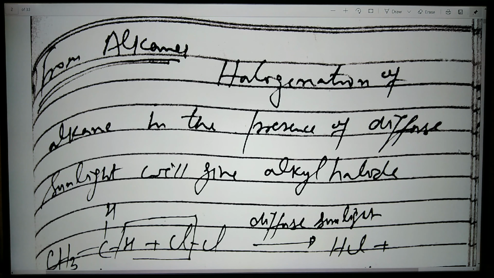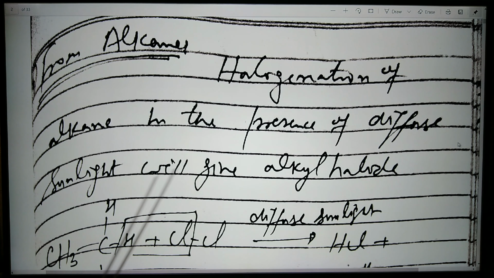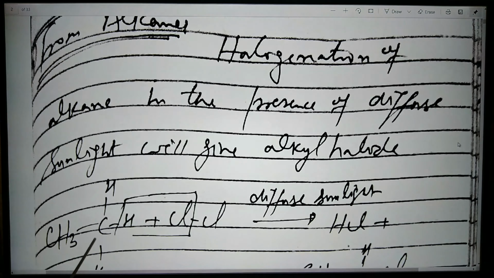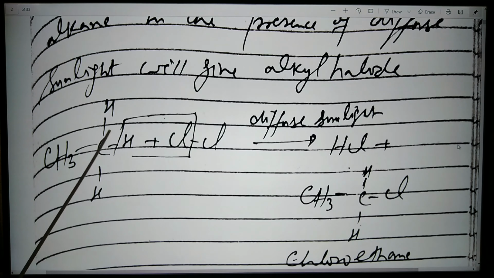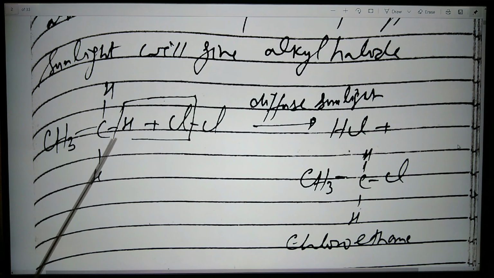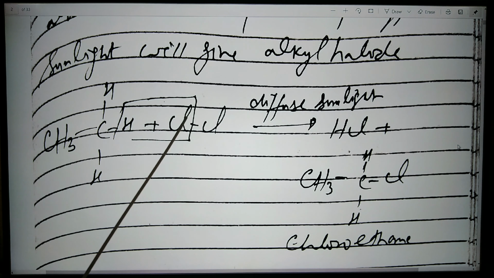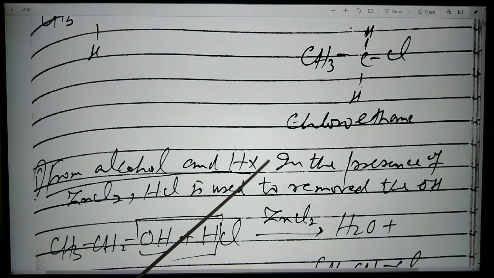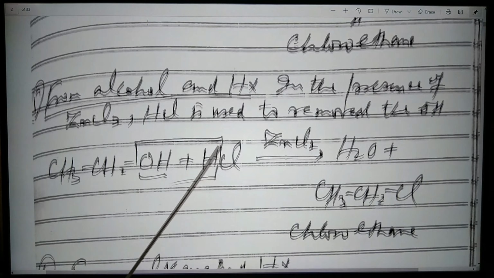Similarly, the fourth method is from alkane, the halogenation of alkane. Halogenation means the reaction with halogen in the presence of diffuse sunlight. For example, you can see CH3CH3, this is the H. So this is known as ethane. React with Cl, so Cl reacts with this hydrogen to form HCl, and this is chloroethane. So we can say that these are the methods by which we can prepare the alkyl halide.